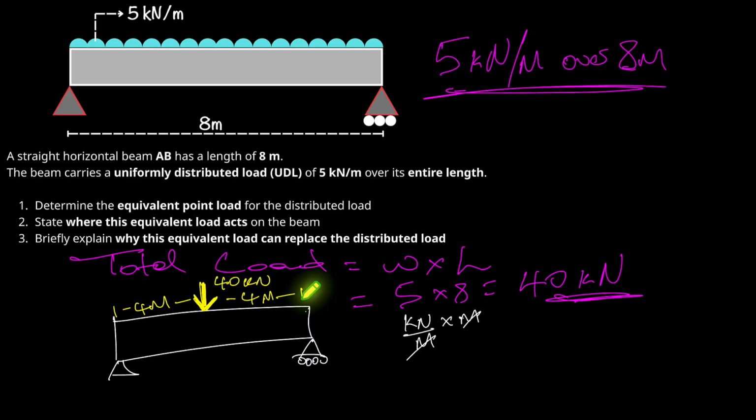And this works because the equivalent point load produces the same overall effect as the distributed load. So in particular, it creates the same moment about any point on the beam. So even though we've simplified the load into a single force, the physics of the problem remains exactly the same. So the point load here of 40 kilonewtons at 4 meters will have the same effect as this spread of 5 kilonewtons per meter across the 8 meters.